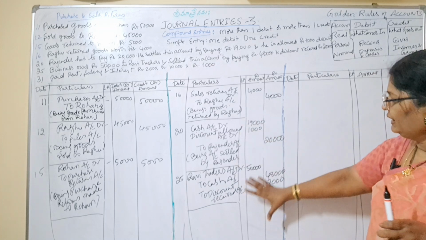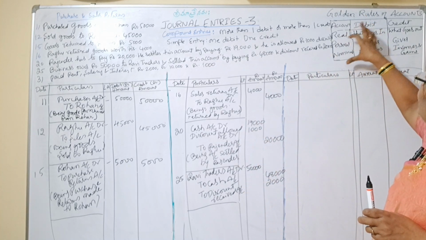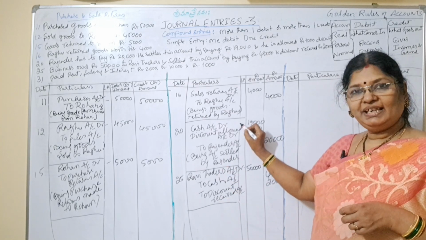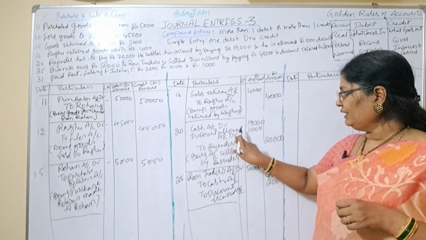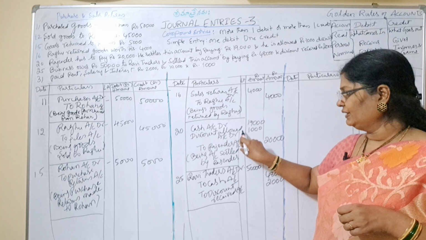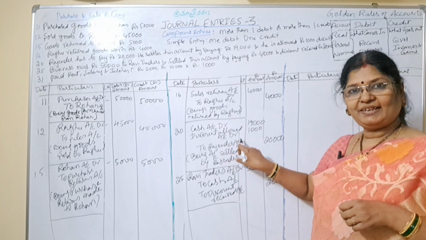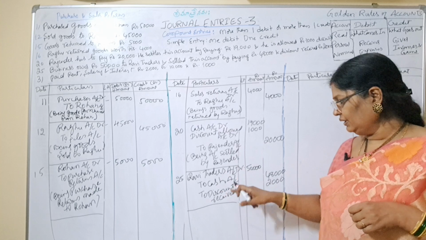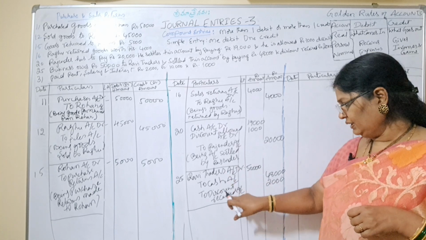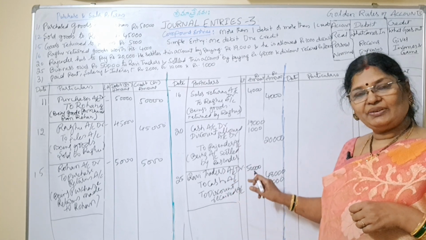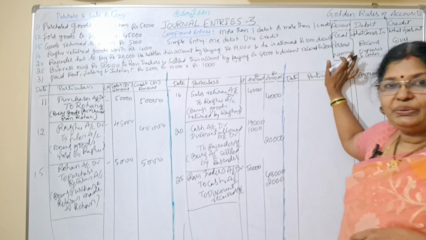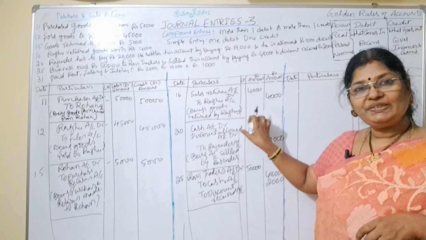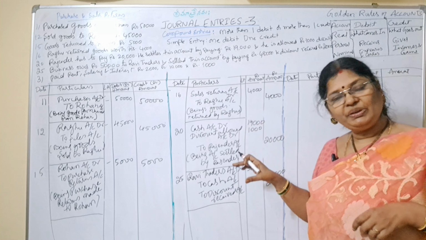In these two entries, these three golden rules are applied. See, cash account is a real account. Discount allowed is a nominal account. Rajendra, personal account. Right? In the same way, Ravi Traders, personal account. Cash, real account. Discount received, nominal account. These three golden rules are applied in these two entries. So cash account is debited. Why? Because cash is coming into the business.